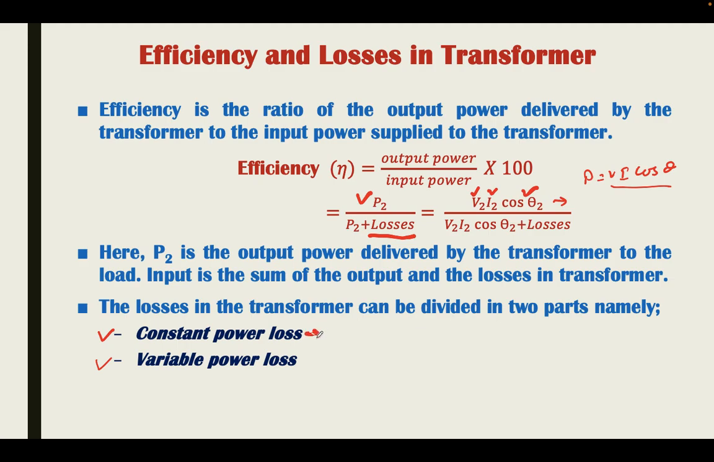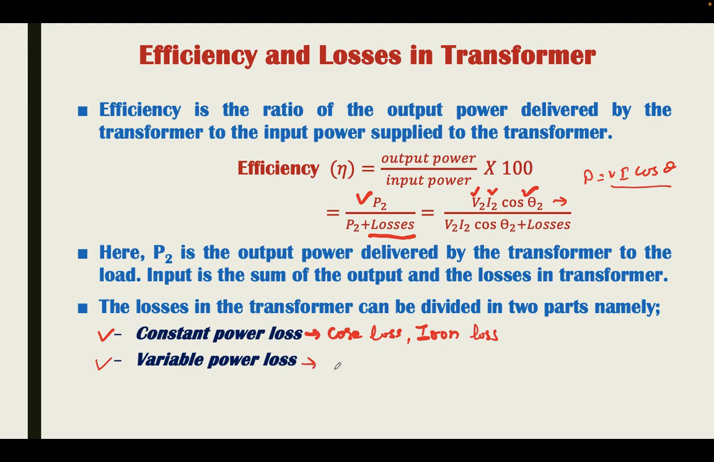One is constant loss, another is variable loss. The constant loss, as the name indicates, takes place whether the transformer is having any load or not. They are also known as core loss, because the core of a transformer is made of iron. Sometimes they are also known as iron loss, and hence there are three terminologies used for these losses: constant loss, core loss, or iron loss.